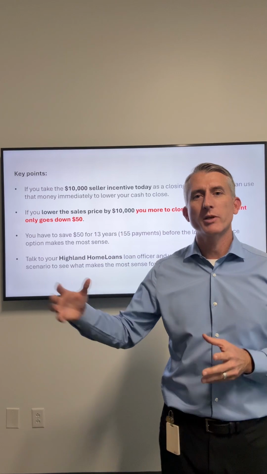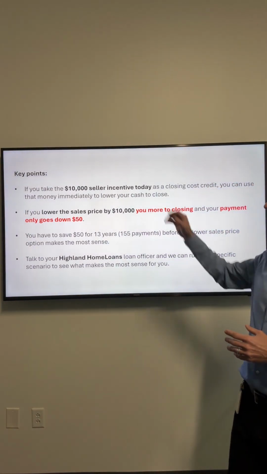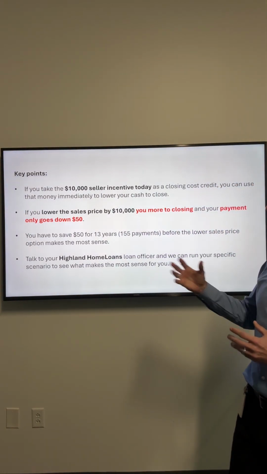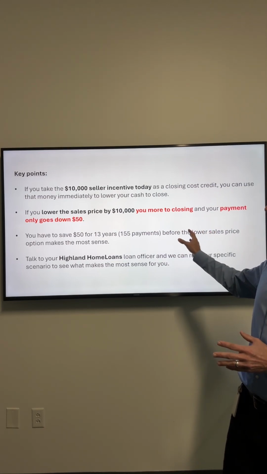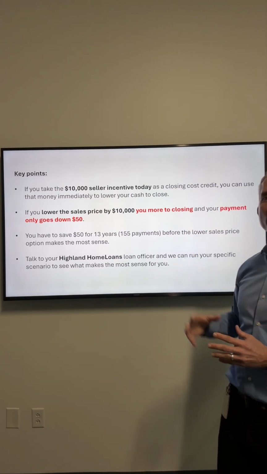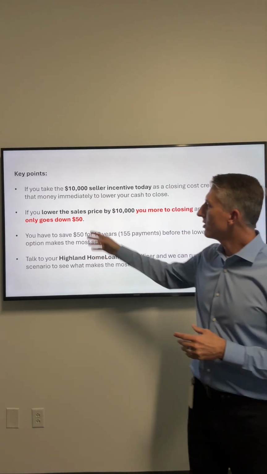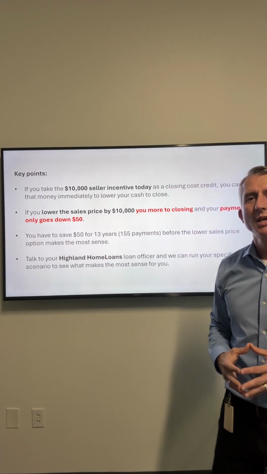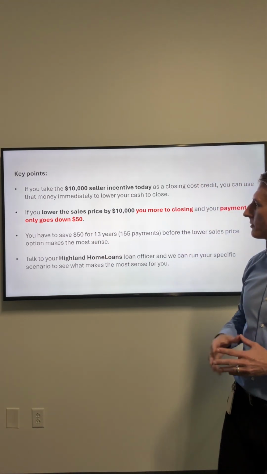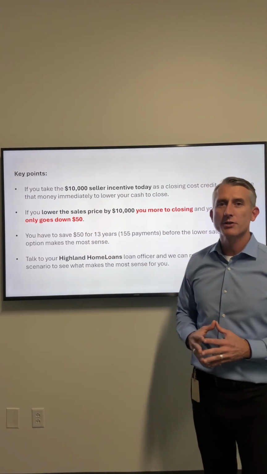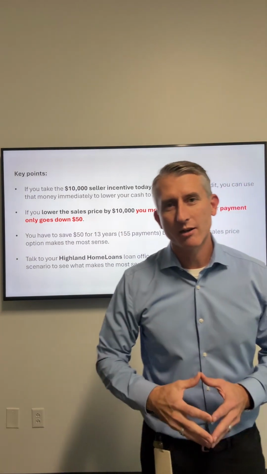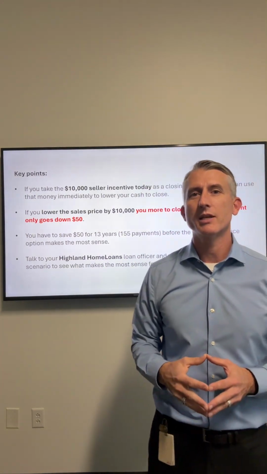So the basic premise here is you want to use your money now as opposed to using it in small increments over time. If you take the $10,000 seller incentive today, your closing costs are reduced and your cash to close is lower, as opposed to if you lower your sales price, you only get a $50 savings in this particular scenario. You'd have to save $50 for 13 years before it would make more sense to take it off the sales price as opposed to taking it at the closing table.